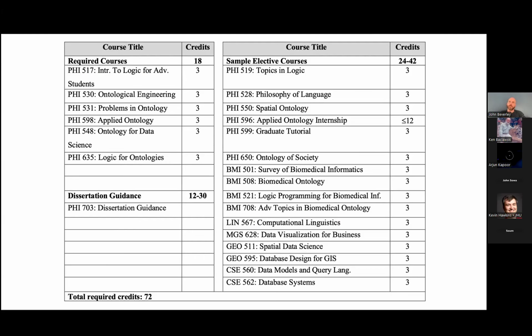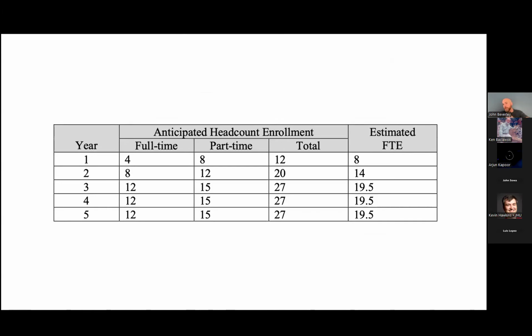Logic for ontologies is a course I teach over there on the left-hand side. It emphasizes software development best practices and how logic intersects with them, as well as courses that expand beyond what Barry and I might scope, like biomedical ontology work, computational linguistics, database design for geospatial, et cetera.